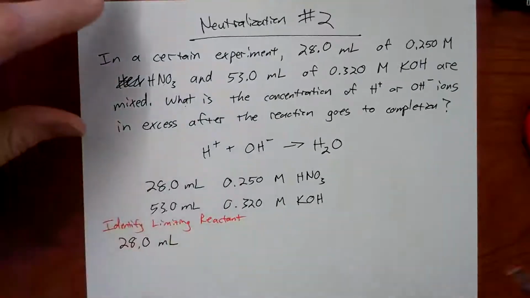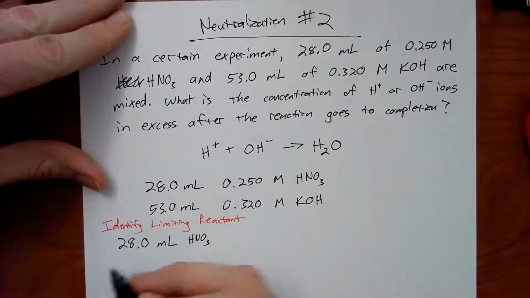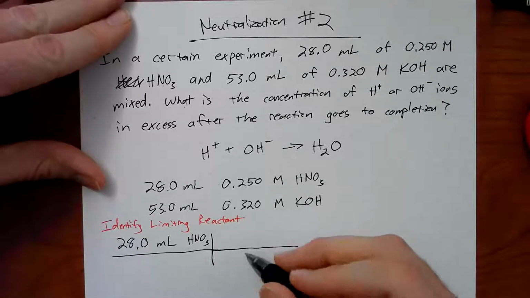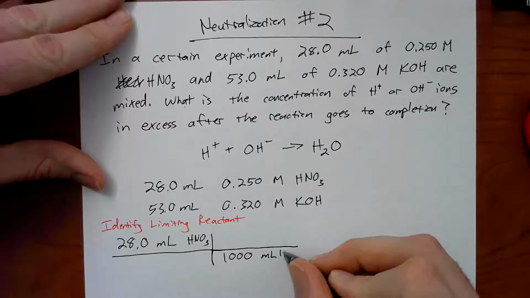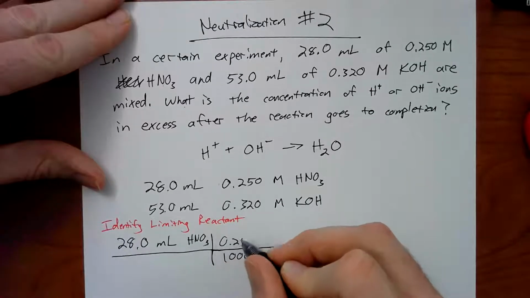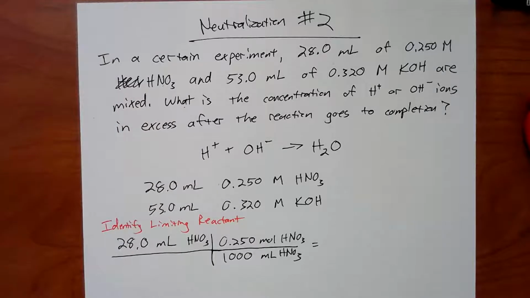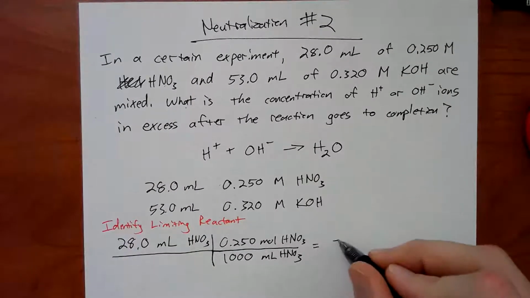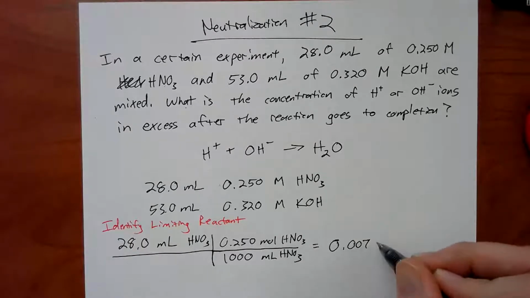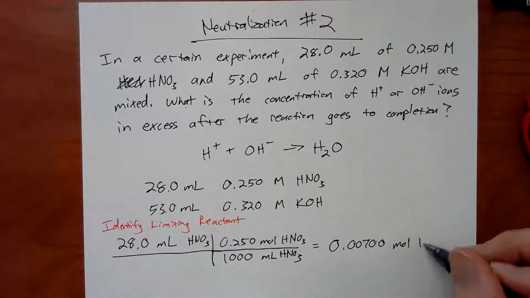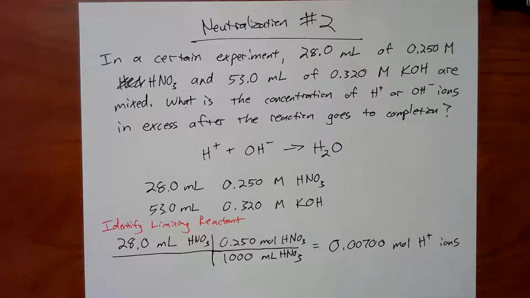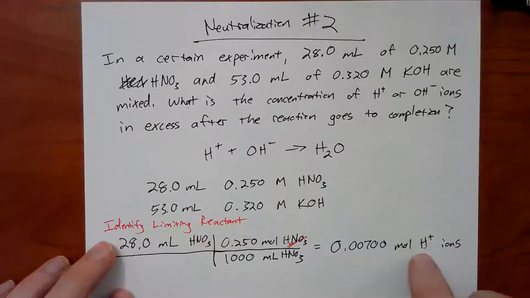So if I take 28 milliliters of HNO3 and convert it to moles, I have 1,000 milliliters down here and 0.250 moles of HNO3, and I will find that I have 0.00700 moles of H+ ions. I get H+ ions because I skipped a small step. There's one hydrogen here, so it will ionize out and become H+. I don't care about this NO3, it's a spectator ion. I'm only concerned with the H+.